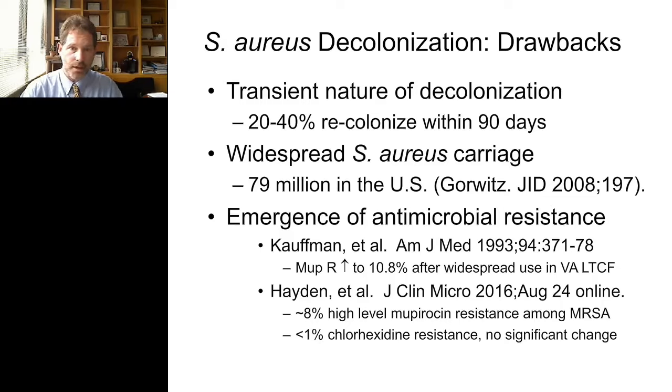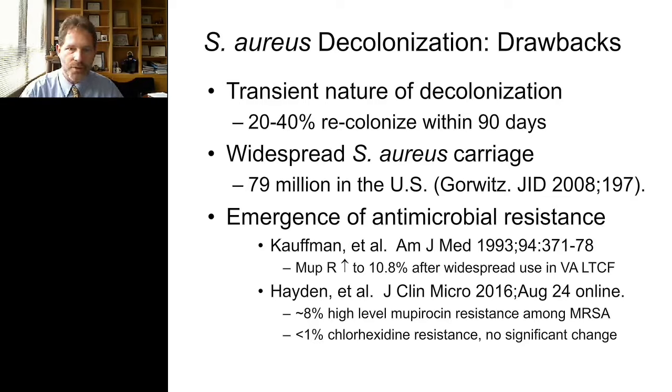Well, the drawbacks of that are, first of all, decolonization is often transient. It's very difficult to decolonize someone permanently. Up to 40% or more of patients that you give Staph aureus decolonization will recolonize within about 90 days of the decolonization step. So it's really best performed right before the high-risk period. In a surgical patient, for example, decolonizing them immediately preoperatively carries them through that high-risk period for surgical site infection, and by the time they recolonize, their surgical wound is healed and they're at lower risk of infection.